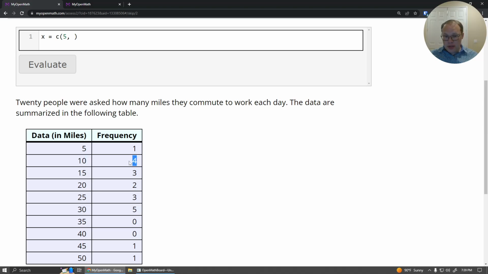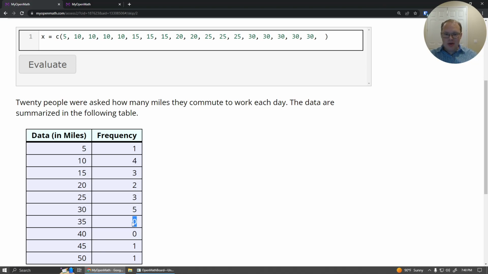10 has a frequency of 4, so it occurs 4 times. So 1, 2, 3, 4. 15 has a frequency of 3, so that data value of 15 occurs 3 times. 20 happens 2 times. 25 happens 3 times. 30 happens 5 times. 1, 2, 3, 4, 5 30s.